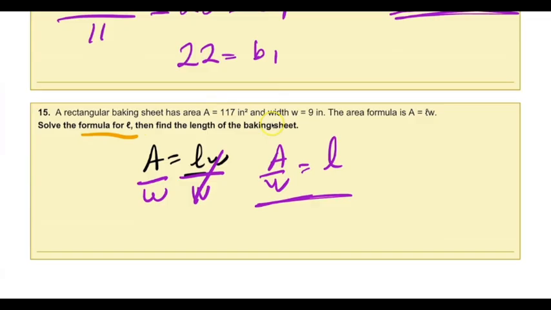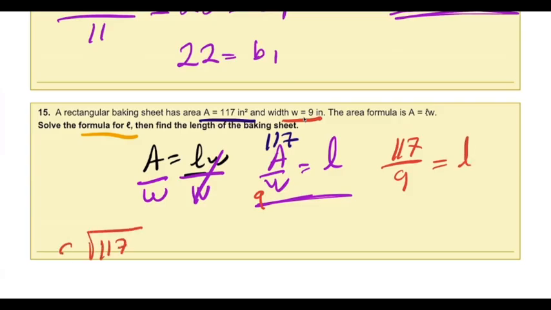And then find the baking sheet. So we have to plug this stuff in. We know the area is 117, that's this guy. We know the width is 9, so that's this guy. So we're going to get 117 over 9 equals our length. I don't know what that is, but let's do it. That is 13. I should have known that. So 13 inches is the length of that baking sheet.